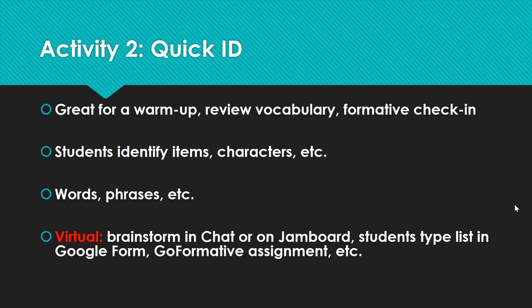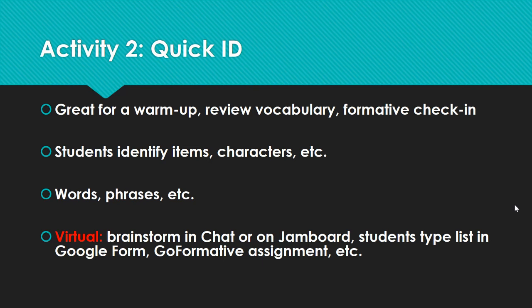And again, for our virtual tie-in, if we're doing a Quick ID as a brainstorm, as we would in the classroom, like, hey, let's see what words we can come up with that deal with this video we're watching today, you can do that online pretty easily in chat. You can open a Jamboard or some other tool to get students sharing out ideas. They can, of course, unmute and speak the items that they see. You could also have them type a list as part of a Google Form or GoFormative assignment.